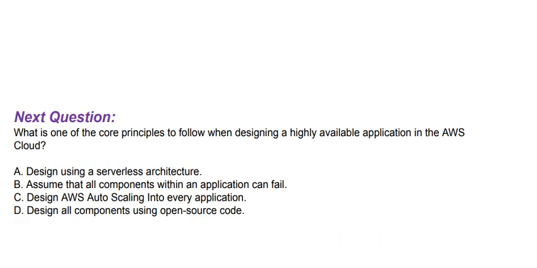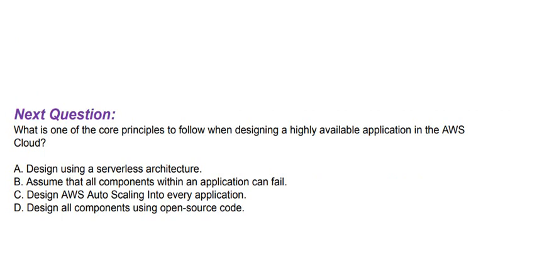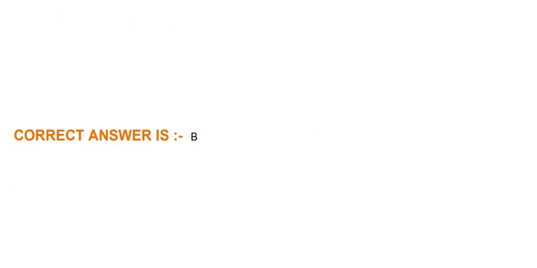Next question is, what is one of the core principles to follow when designing highly available applications in the AWS cloud? Option A, design using a serverless architecture. Option B, assume that all components within an application can fail. Option C, design AWS Auto Scaling into every application. And option D, design all components using open source code. The correct answer is option B.